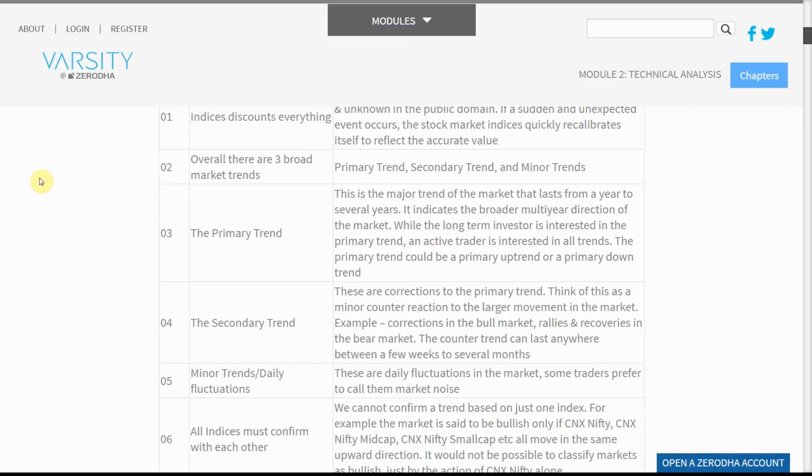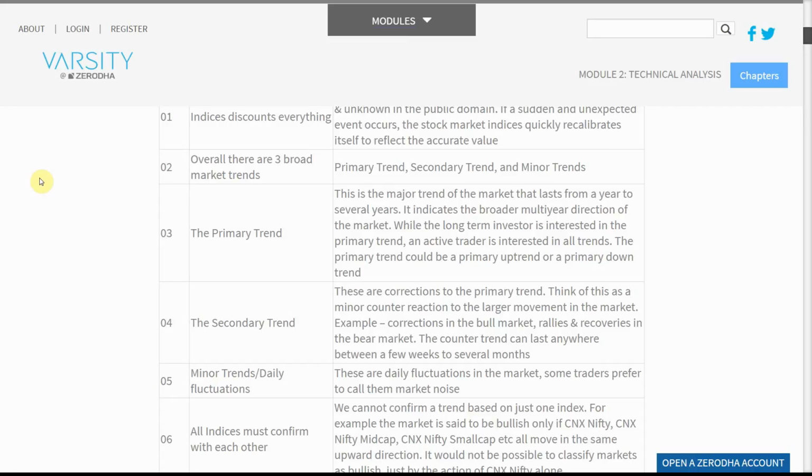It indicates the broader multi-year direction of the market. While the long-term investor is interested in the primary trend, an active trader is interested in all trends. The primary trend could be a primary uptrend or a primary downtrend.